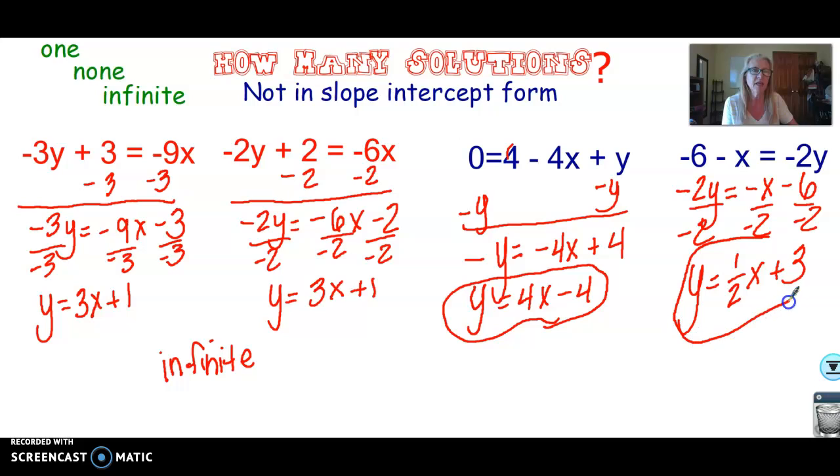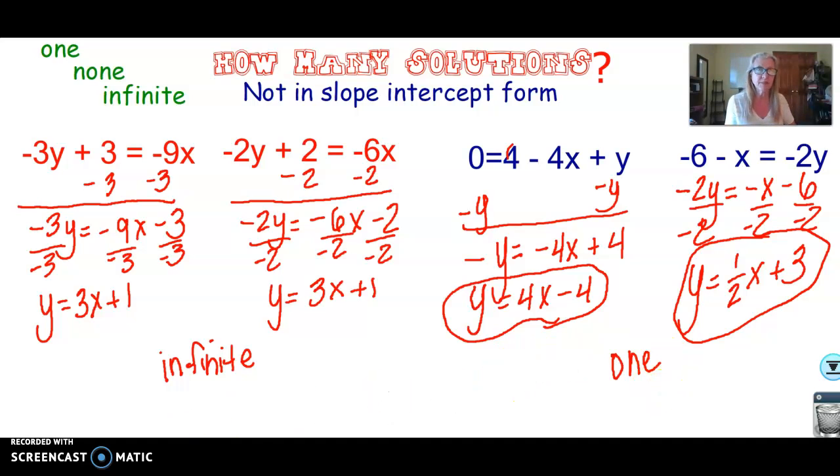All right. These two lines have different slopes. Somewhere, somehow, they're going to run into each other. So this will have one solution. I would have done a third one, but this video is going to be long enough as it is. So that's what you would do if they're not in slope-intercept form.